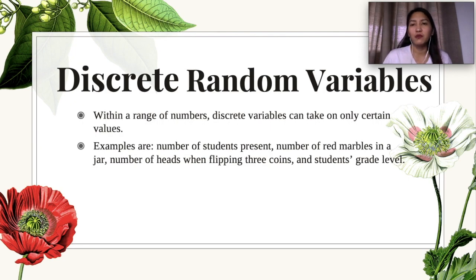So, ano ba yung discrete random variable? Ang discrete random variable is within a range of numbers. Discrete variables can only take on certain values. So, we have here examples. Number of students present, the number of red marbles in a jar, the number of heads when flipping 3 coins, and students' grade level. So, ito, na-achieve mo to by counting process. Okay? At yung result dyan ay wala tayong decimal point. Kung yung x is our examples, then our x will not have a value that has a decimal point.